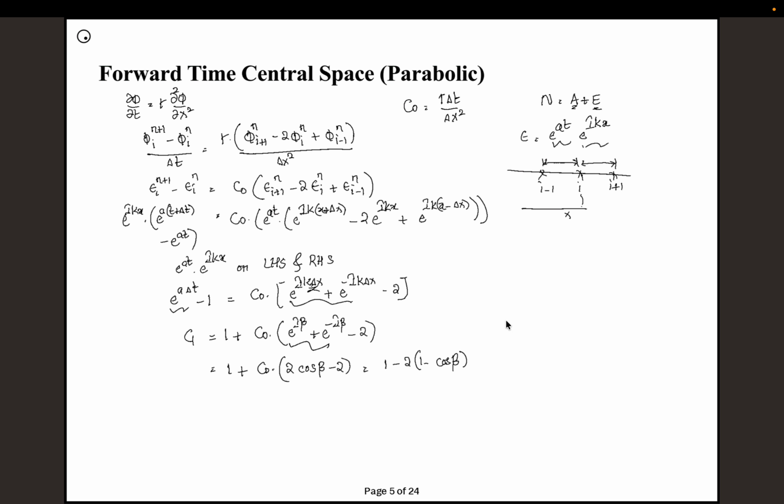We can do some other manipulations also, like algebraic operations, where you can expand this into... We have some expression. So first let's understand what this beta is. So beta is k times delta x. So what does this k signify?